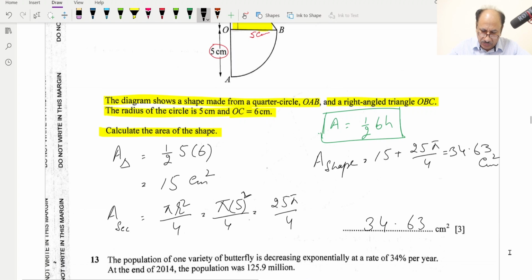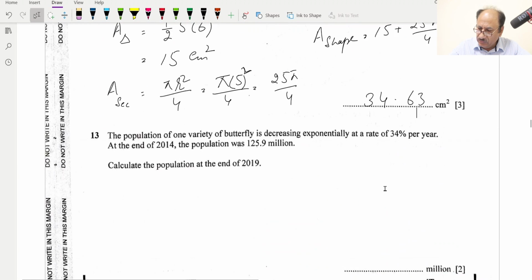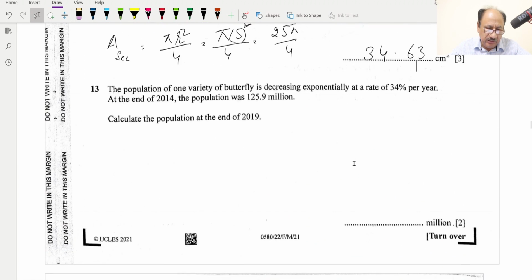which we can write over here, 34.63. And next question number 13, the population of one variety of butterfly is decreasing exponentially at a rate of 34% per year. At the end of 2014, the population was 125.9 million. Calculate the population at the end of 2019.